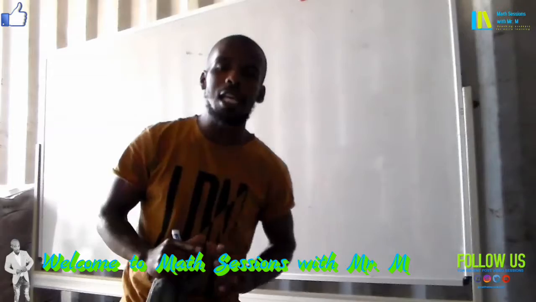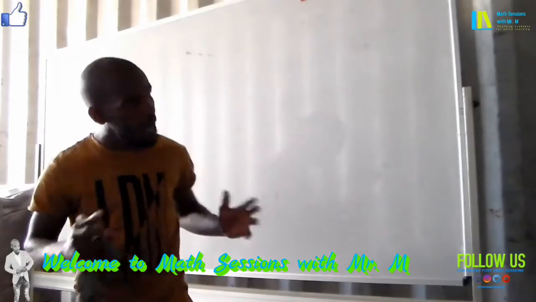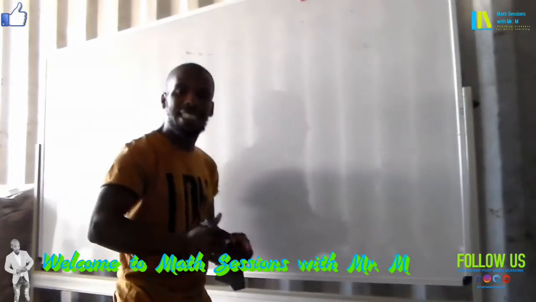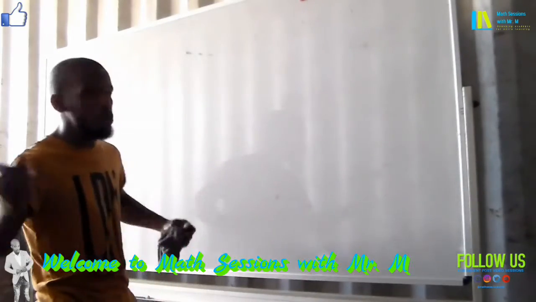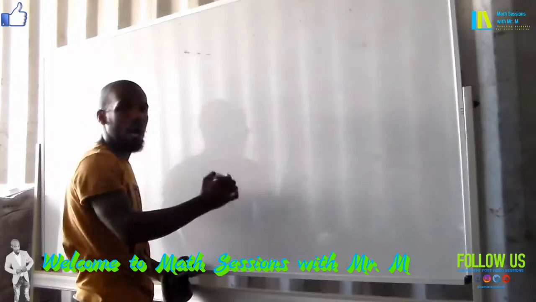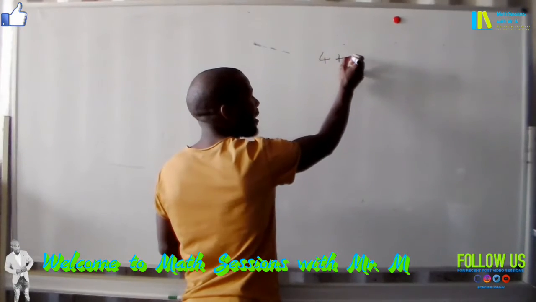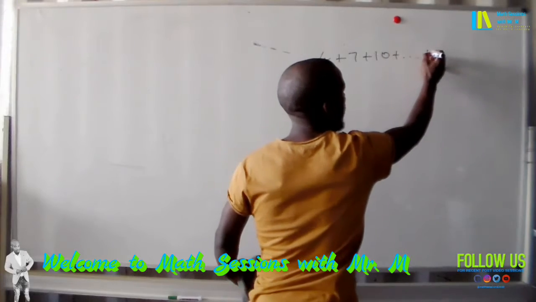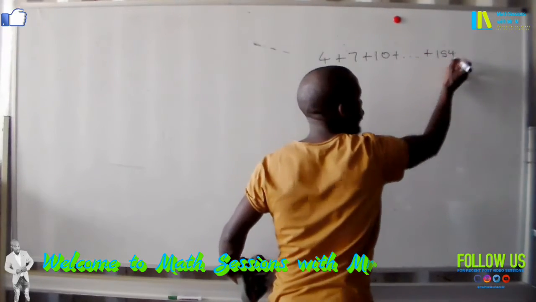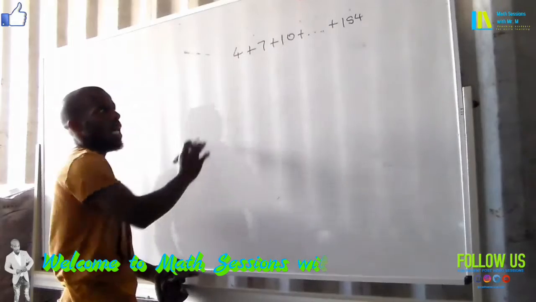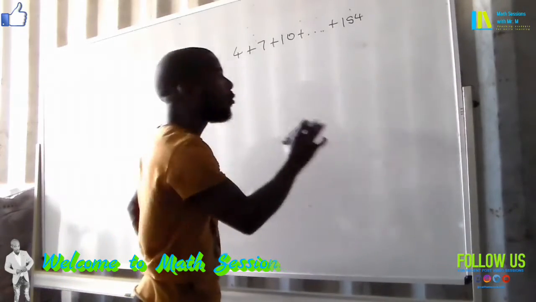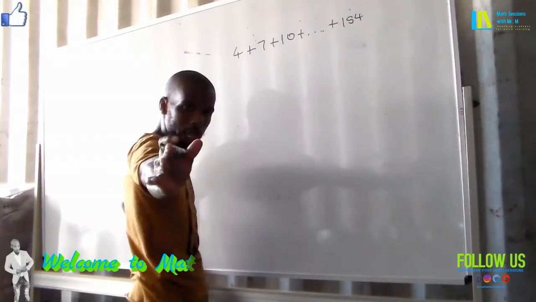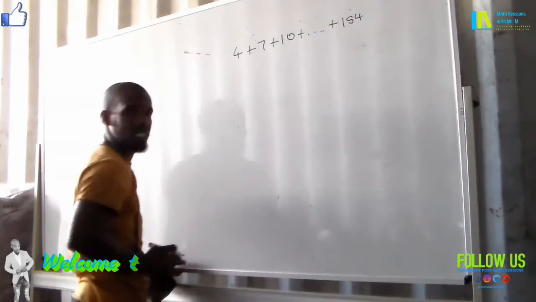Now I want us to take it down a bit and break this one, because in an arithmetic series you are given a certain sequence. Now they say to you, this is the sequence that you are given. You are given maybe 4 plus 7 plus 10 plus up to 154, for example. And they say find the sum of this arithmetic series.